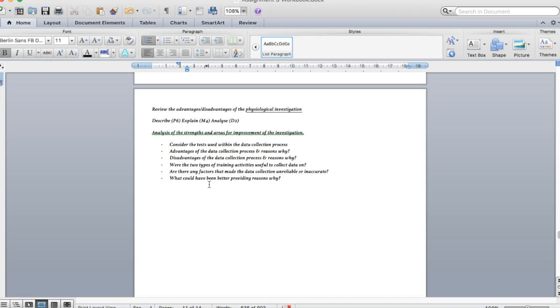were they easy to carry out? And most of us would say yes. Okay. However, what were the advantages of the data collection process? So you've already said it's easy. Why is that a benefit? But what are the disadvantages?